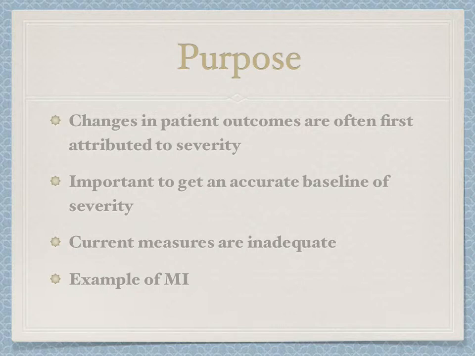When a patient's condition deteriorates, severity is often blamed first, and it is assumed that patients are sicker than average. Because severity is often referenced, it is important to have an accurate baseline of it. Unfortunately, current measures are often inadequate.